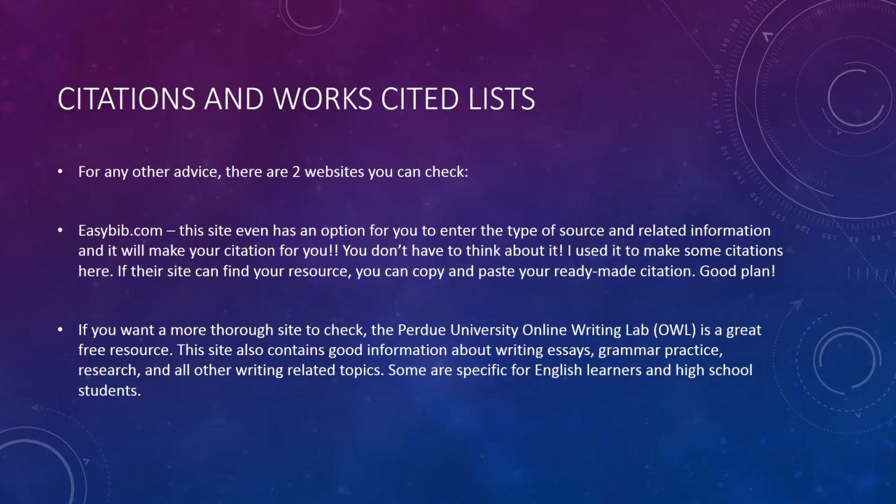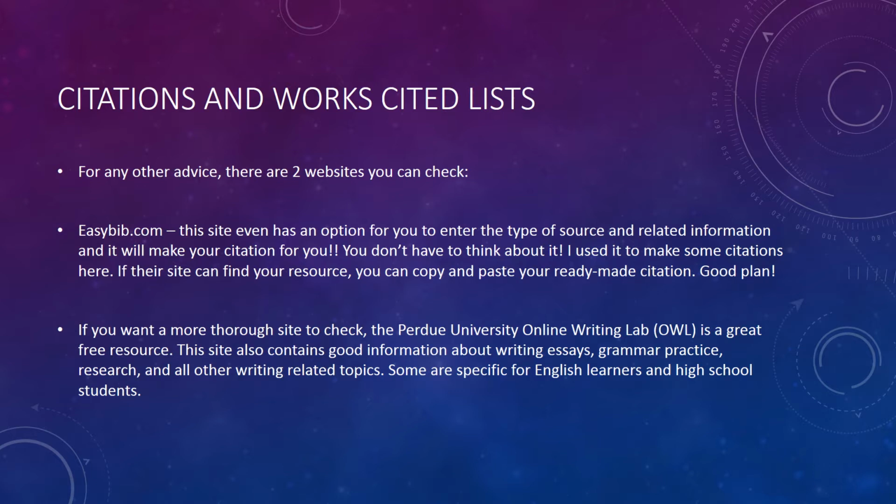And for any other advice, there are 2 websites you can check. EasyBib.com. This site even has an option for you to enter the type of source and related information, and it will make your citation for you if they have it online. You don't even have to think about it. I used it to make some of the citations here. If their site can find your resource, you can copy and paste your ready-made citation, which is a really good plan.